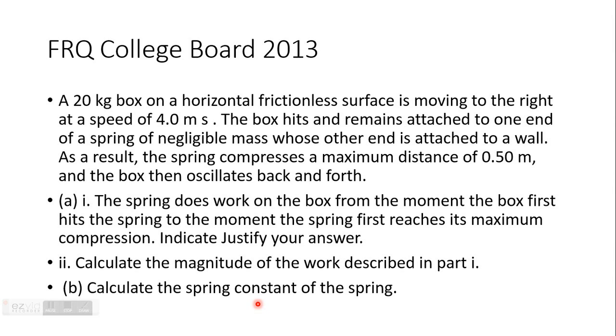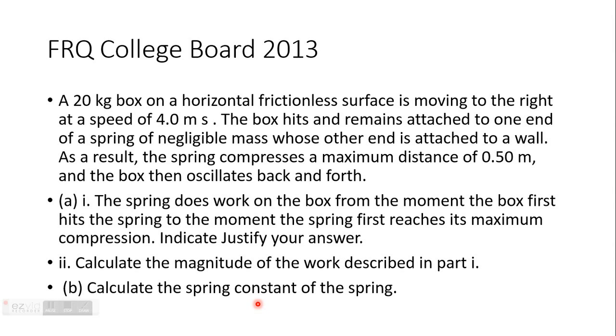So a 20 kilogram box on a horizontal frictionless surface is moving towards the right at a speed of 4.0 meters per second. The box hits and remains attached to one end of a spring of negligible mass whose other end is attached to a wall. As a result, the spring compresses a maximum distance of 0.5 meters, and the box then oscillates back and forth. We're going to ignore the oscillation because we're not going to be doing anything with it. The spring does work on the box.